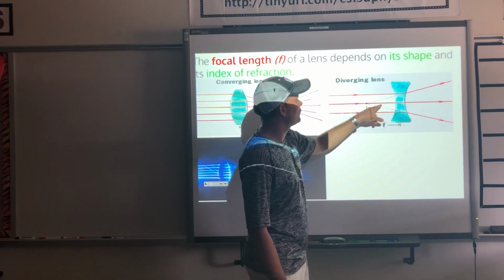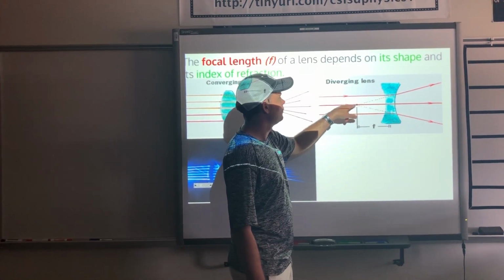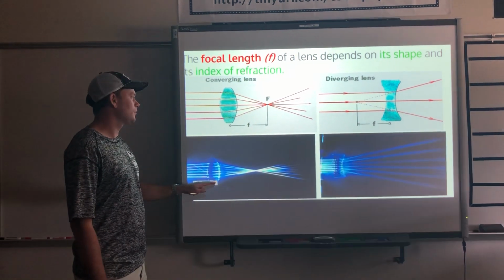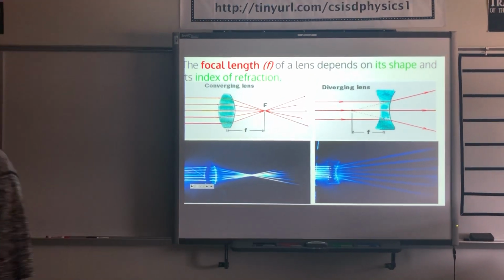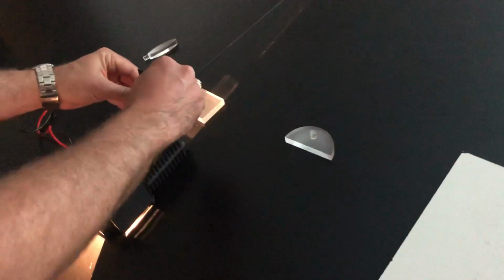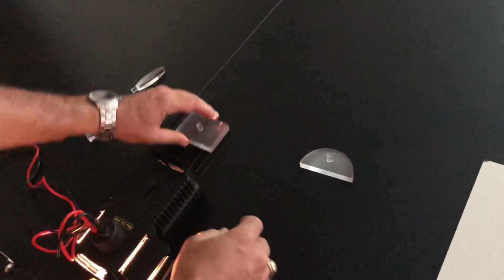Now you can use the reflected rays to figure out where its focal point is, how long its focal length is too. But they tend to spread the light out. So let's look at these under our device here. I'll do 3 rays of light.